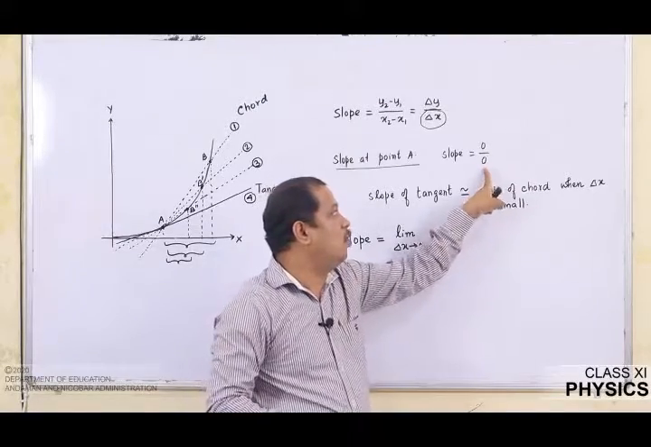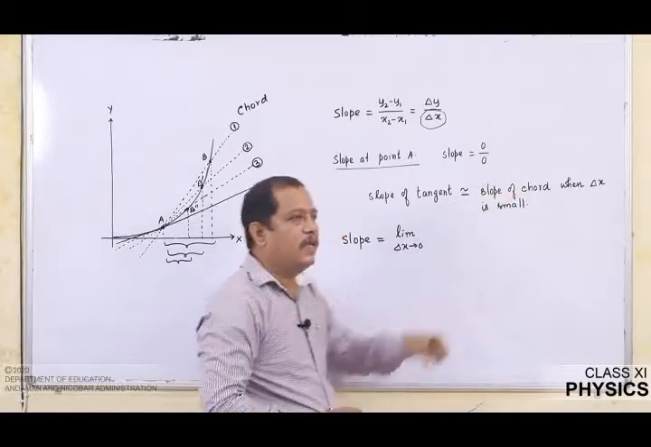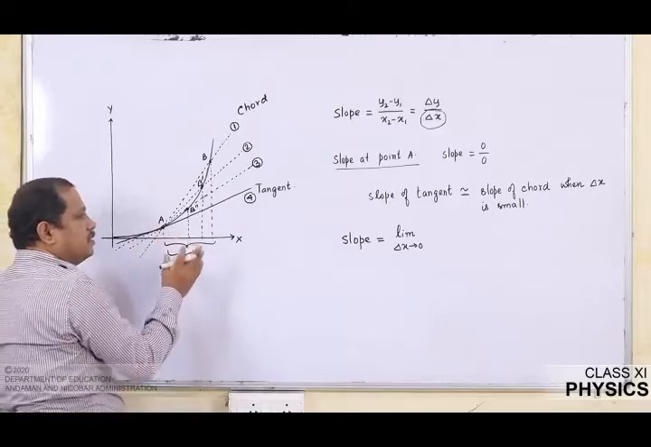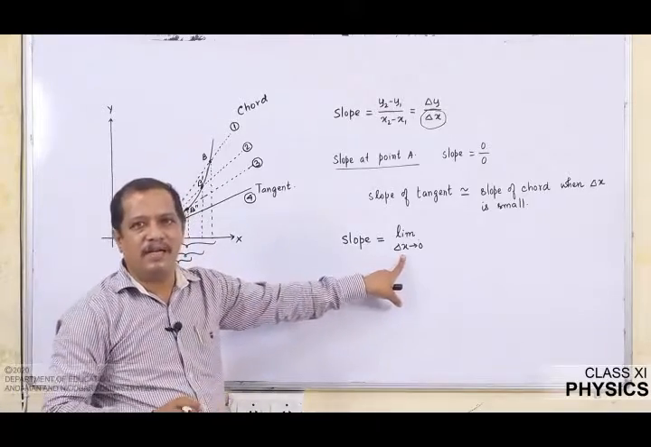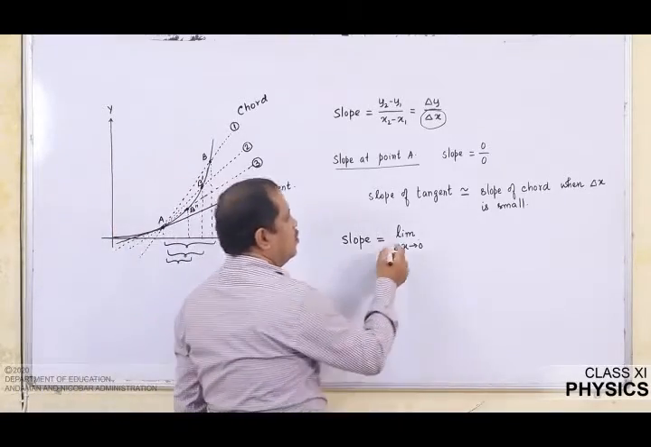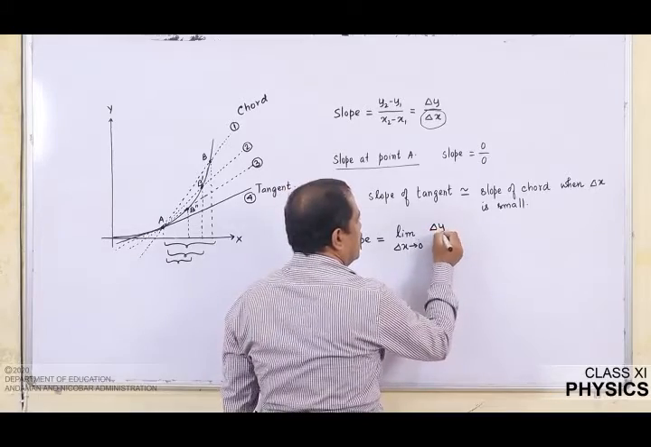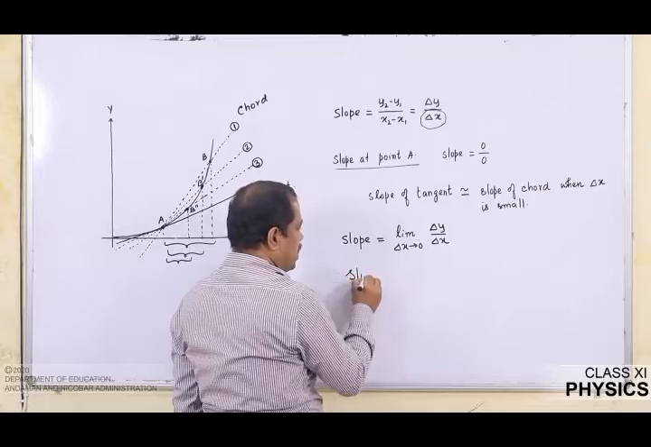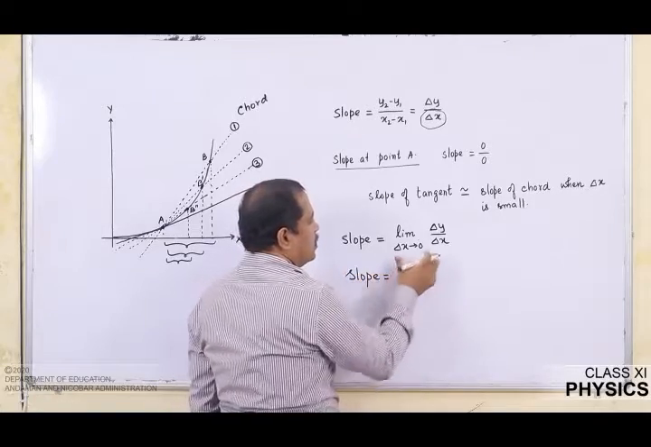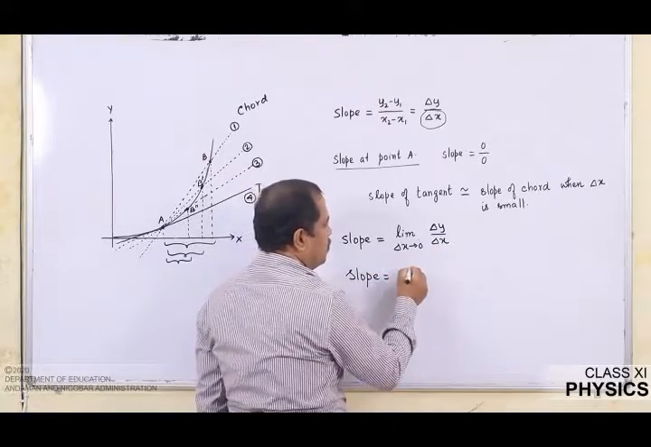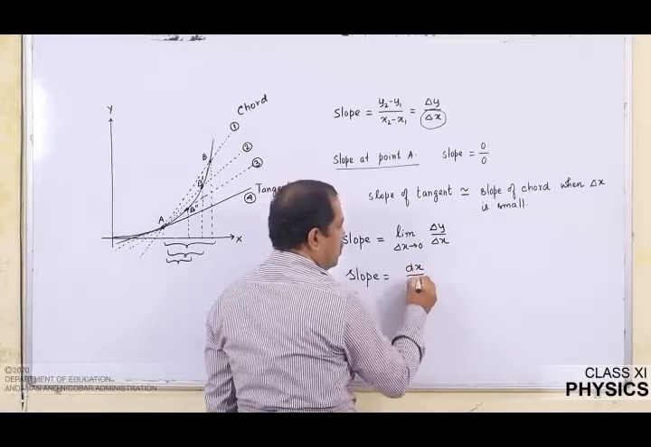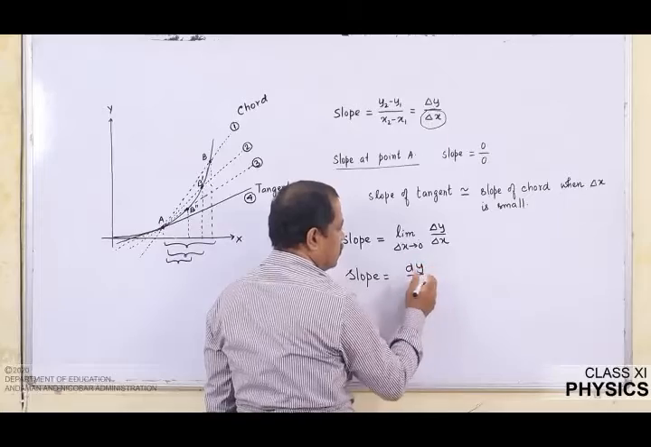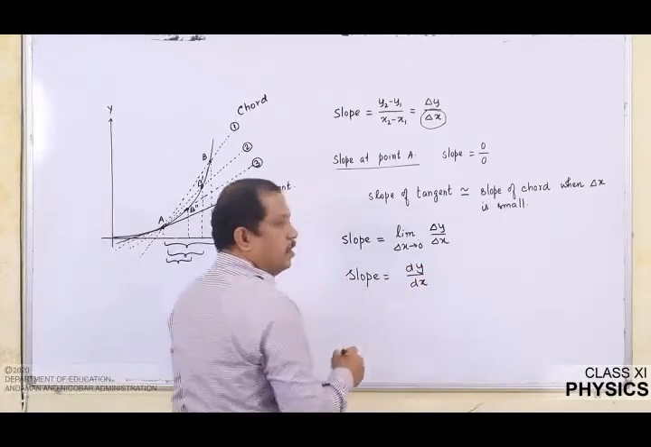So, in order to avoid this problem, I bring B closer to A in such a way that I make delta x as small as possible. I would then write this as delta y by delta x. However, mathematically we write the symbol in a condensed form, saying dy upon dx, like this we write.